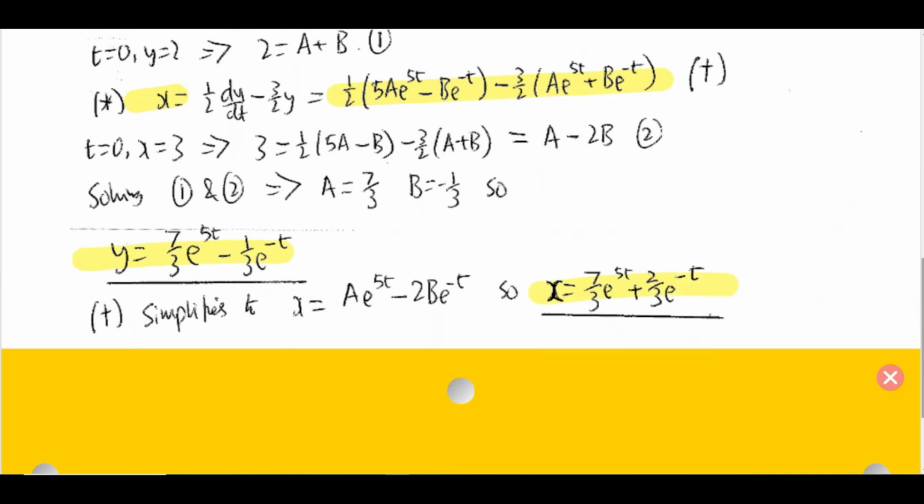So how you do the second part of these questions is solve the differential equation to get an expression for one of your variables, in this case y in terms of t, and then use one of the two original differential equations to get an expression for x, the other variable, in terms of t, and sub in the initial values to work out unknown constants.